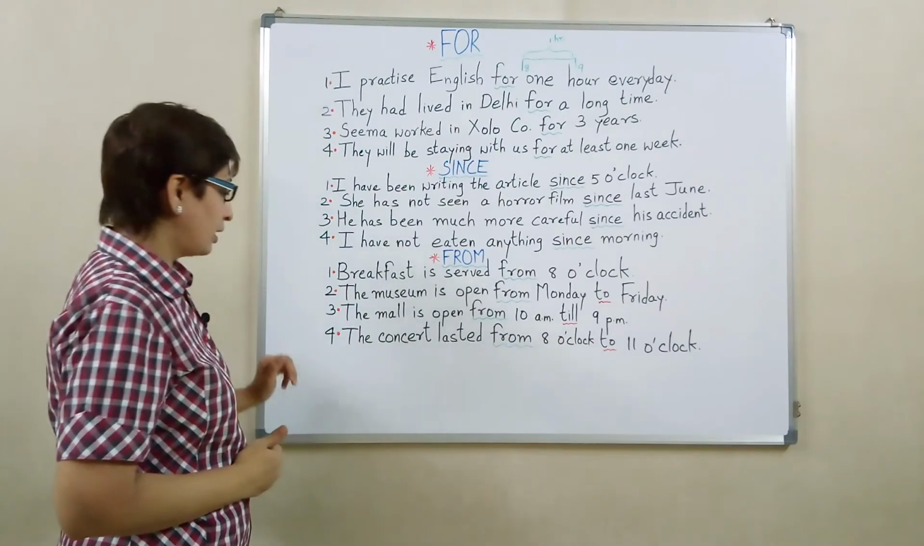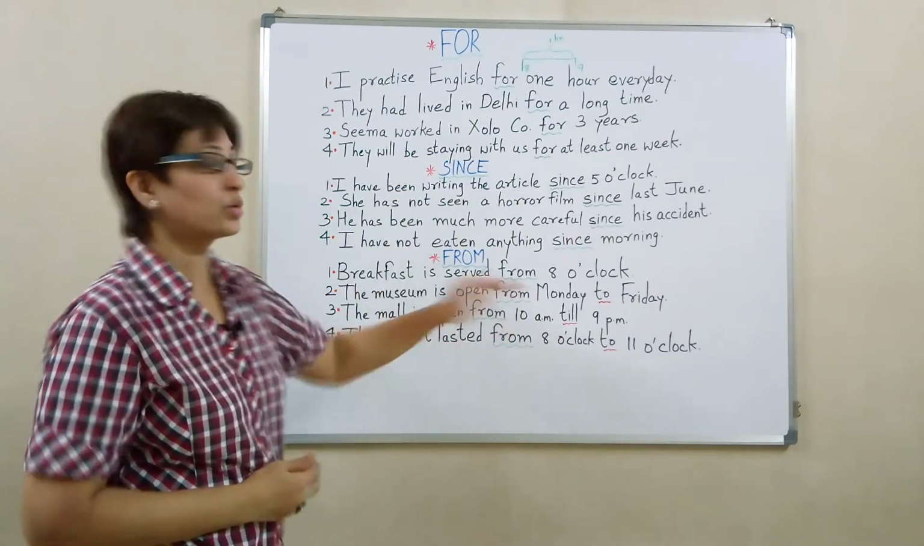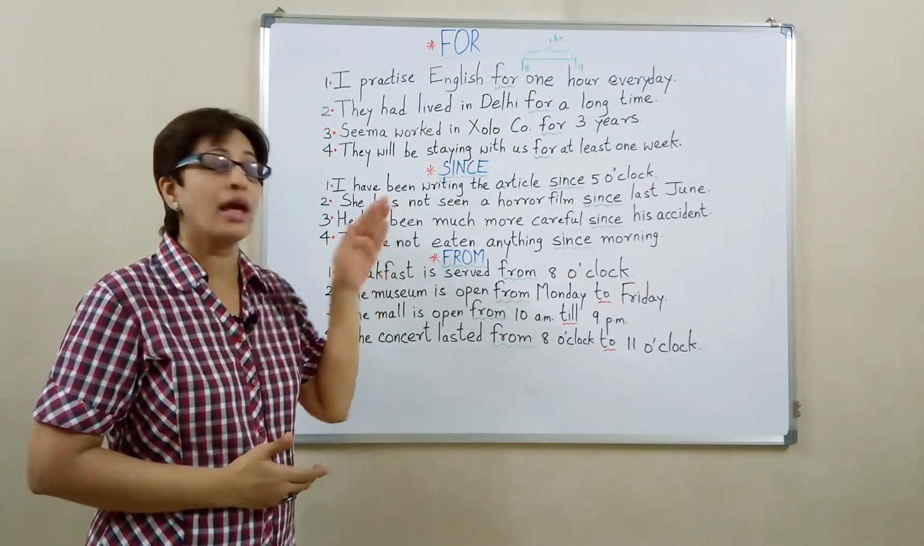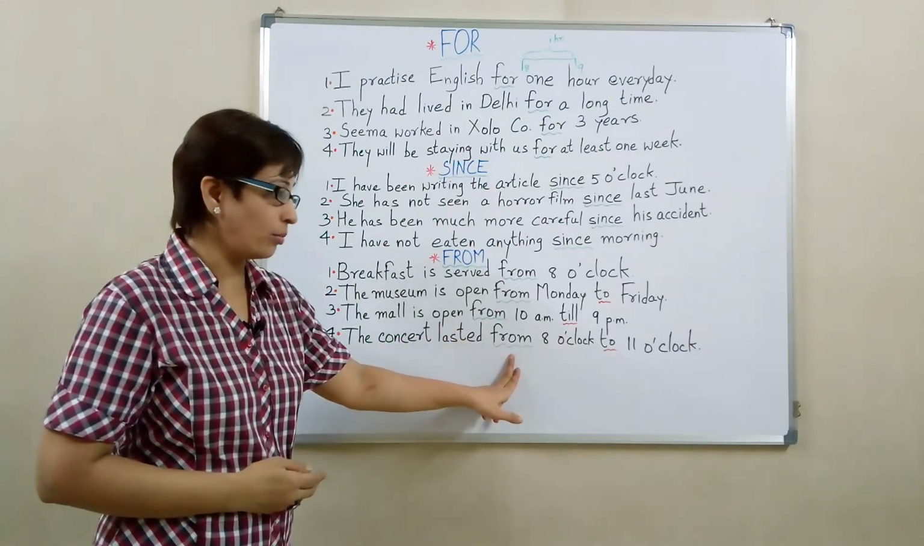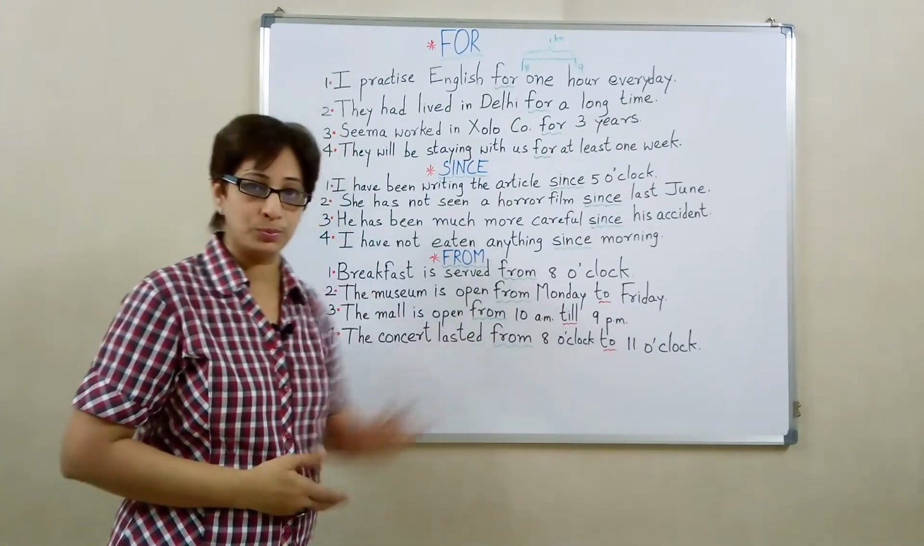Okay. The last sentence, the concert lasted from 8 o'clock to 11 o'clock. So again we are mentioning here the starting point of an event and the ending point, and we are using the preposition from, and then it's followed by the preposition to.